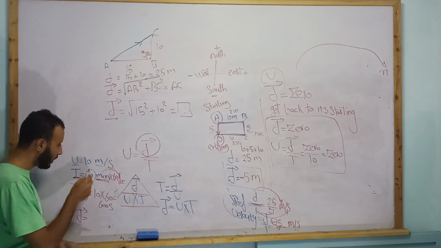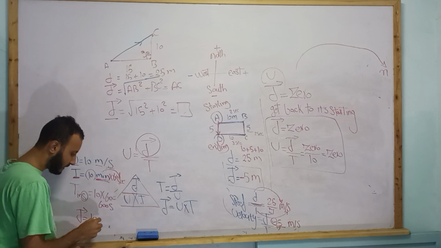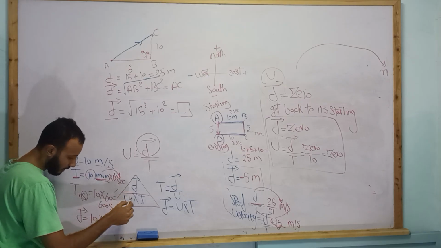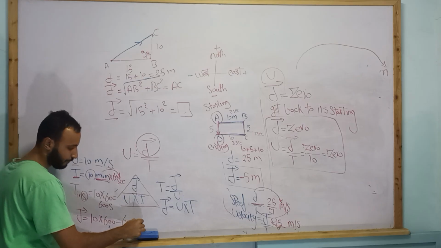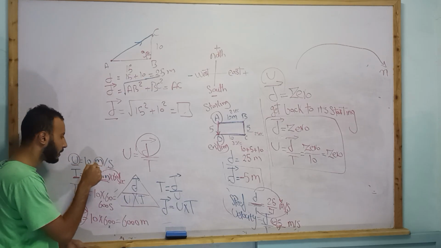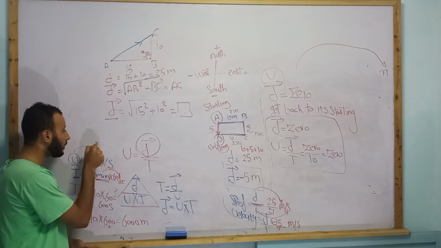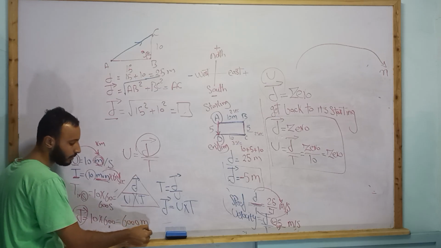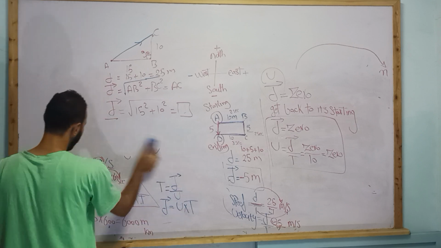Displacement is equal to velocity 10 times time, which is 600, equal to 6,000 meter. Why is it meter? Displacement is in meter because the velocity was 10 meter per second. And if the velocity was in kilometer, the displacement in this time will be in kilometer. Okay, that's fine. Final question.